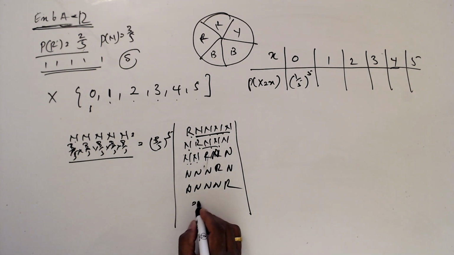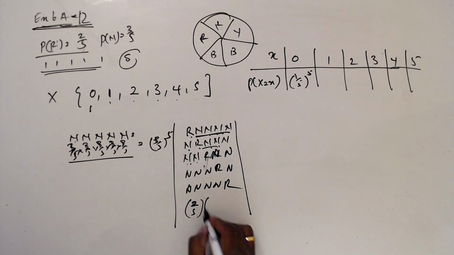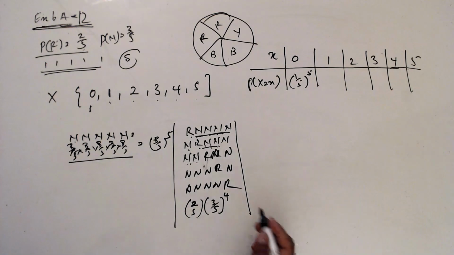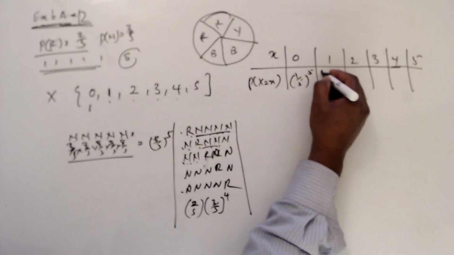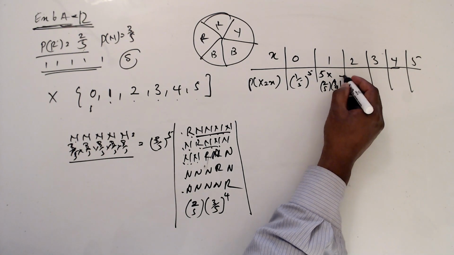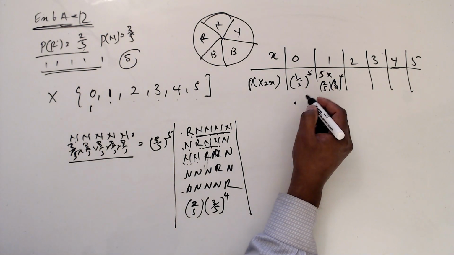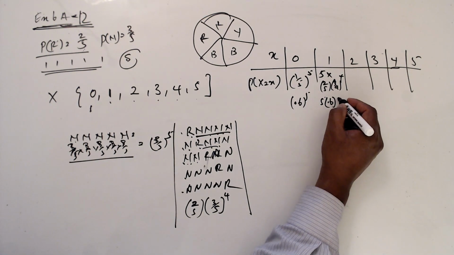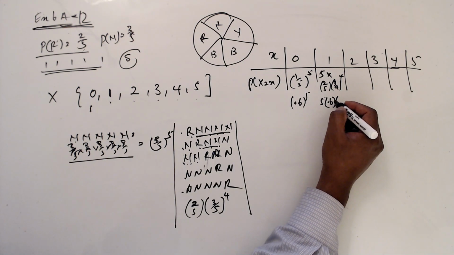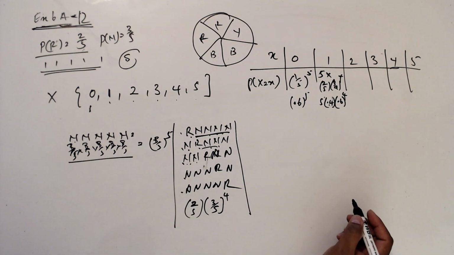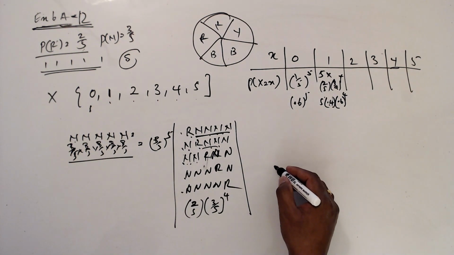So the probability of getting 1 R is 2 out of 5, and no R is 3 out of 5, 4 times. So 3 over 5 to the power 4. So how many times? 1, 2, 3, 4, 5. So in that case 5 times 2 over 5 and 3 over 5 to the power 4. Or in terms of decimals you can write this as 5 times 0.4 and 0.6 to the power 4.